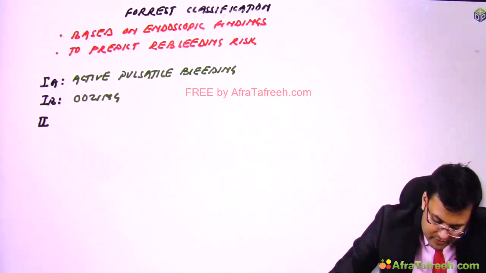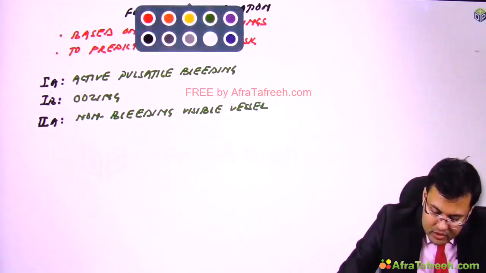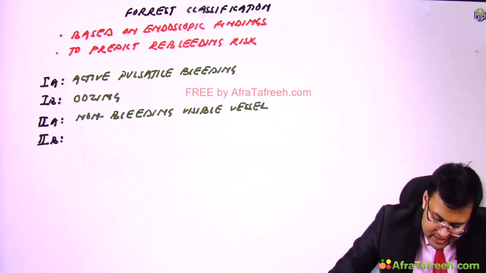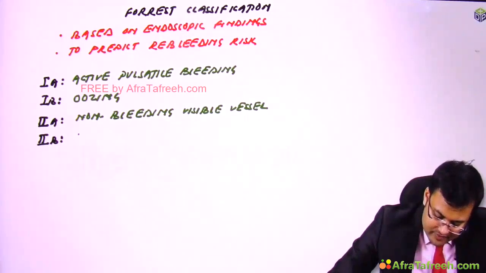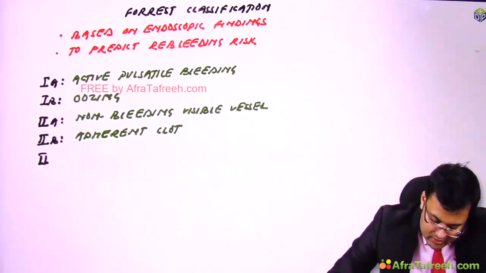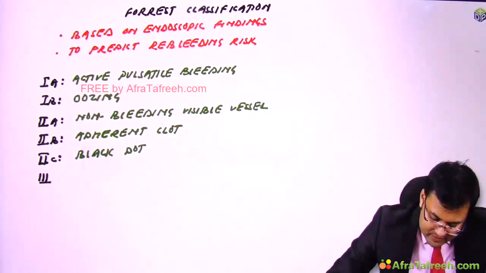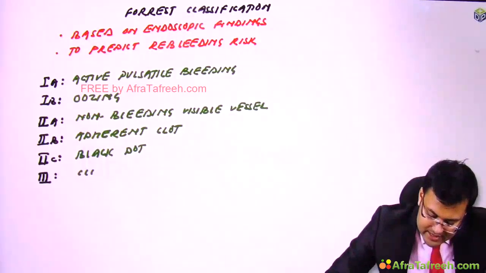2A is a non-bleeding visible vessel. 2B is the adherent clot. 2C is the black dot. And 3 is the clean base.